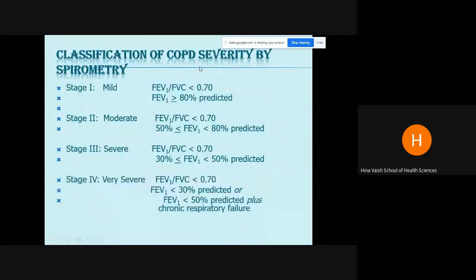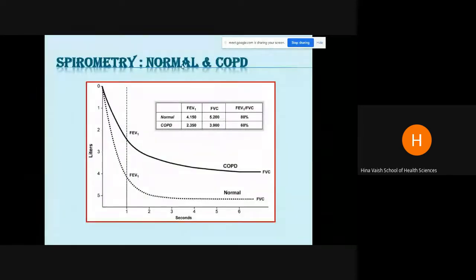So classification of COPD by spirometry: we say mild when the ratio is less than 70% but FEV1 is greater than 80% of predicted. So how will you calculate this percentage of FEV1?